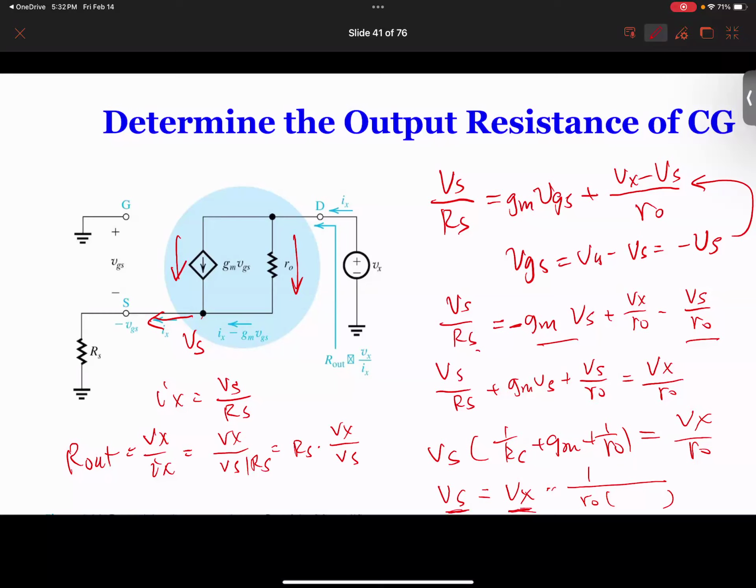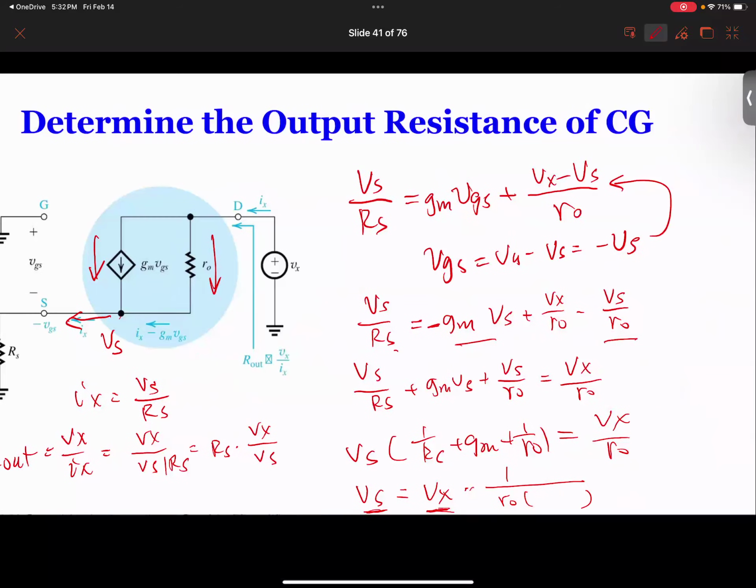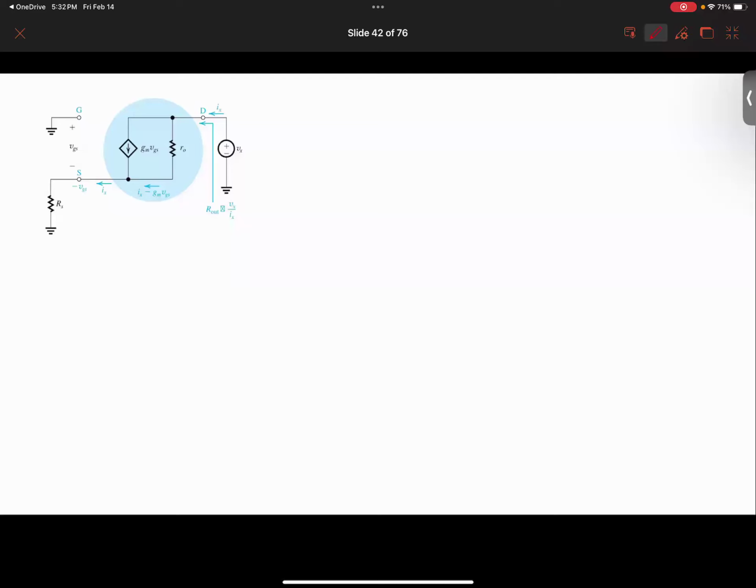So here we can find Vx from this equation, or you multiply Ro on this side, you get Vx. Then we eliminate Vs and this Rs. So basically, we can easily write this in the next slide. No space here, so we can write R out from a previous slide. It's going to be Vx over Ix equals Ro times 1 plus Gm Rs plus Rs over Ro.